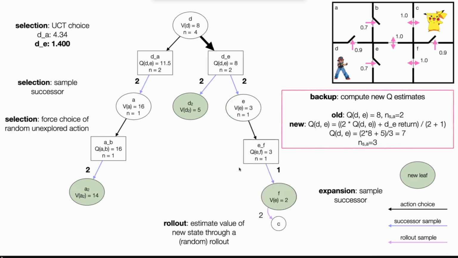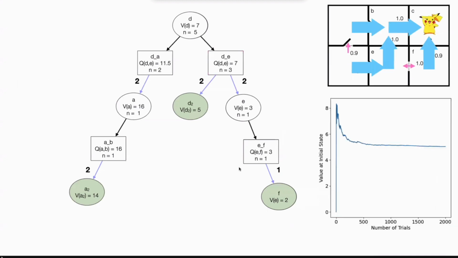Oh, that was the same trial. And what you should be able to see is that over time, as we do this again and again, the statistics in the nodes will get more accurate. As we build the tree, we're removing the results of the random rollouts, and we get more accurate estimates.